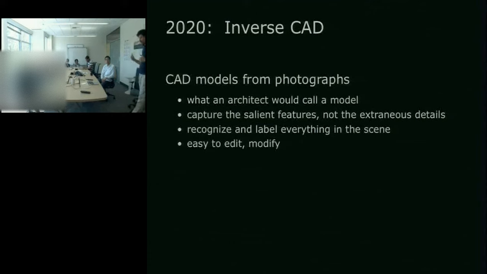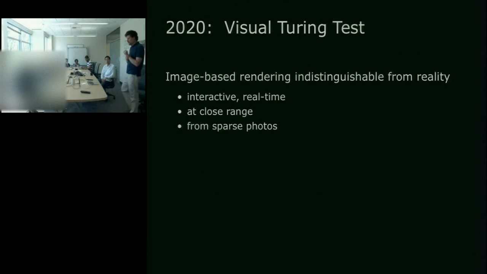2020, it took a lot longer to solve this inverse CAD problem. The idea is to create what an architect would call a 3D model, not just a point cloud, but an accurate 3D model which captures the salient features of the scene: walls, floors, a small number of polygons, from raw point clouds, filling in the gaps, easy to edit and modify. Also 2020, we finally solved the visual Turing test. This is creating a 3D computer vision system which creates models that are truly indistinguishable from reality, where you're able to move however you want through the scene and it still looks perfect. It still looks just like being there.